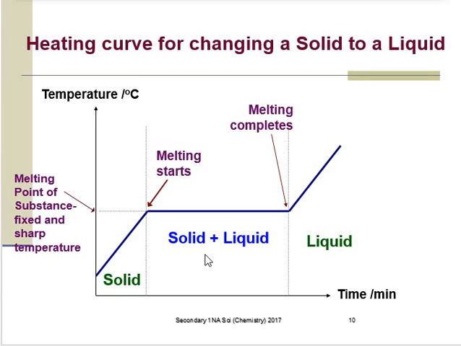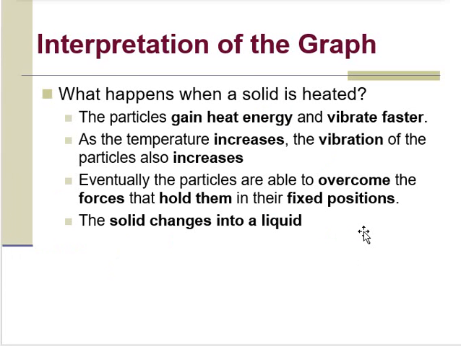So in between, this part of the graph, part C of the graph, the substance exists in both the solid and the liquid state. So this is very important. Please take note: during the process of melting, your substance exists in the solid and liquid state. It's only after your melting is completed and the temperature starts to rise that your substance will only exist in the liquid state. So this is how you interpret your heating curve.